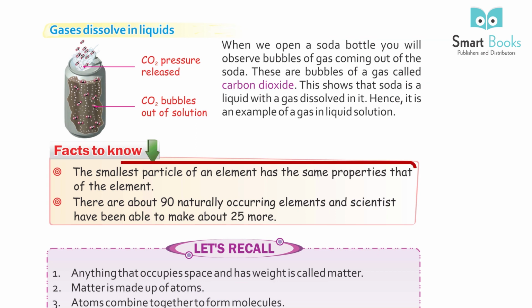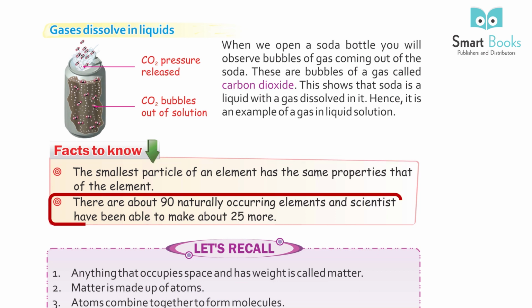Facts to know: the smallest particle of an element has the same properties as that of the element. There are about 90 naturally occurring elements and scientists have been able to make about 25 more.